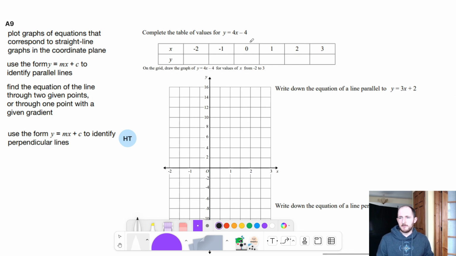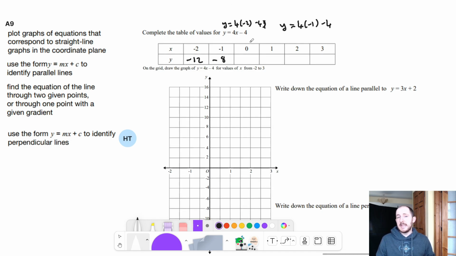So for the first bit, -2, I'm doing y is equal to 4 times -2 minus 4. So 4 times -2 is -8. Sorry for the closed bracket there. And then -4 will be -12. And the next one will be y equals 4 times -1 minus 4. -4 minus 4 is -8.